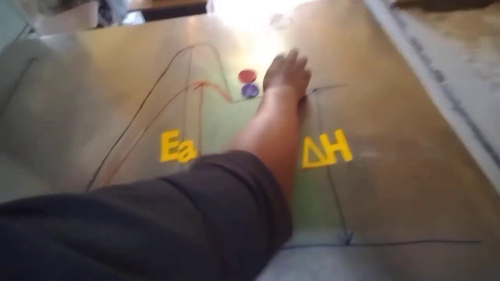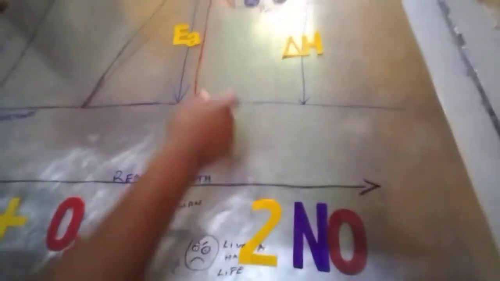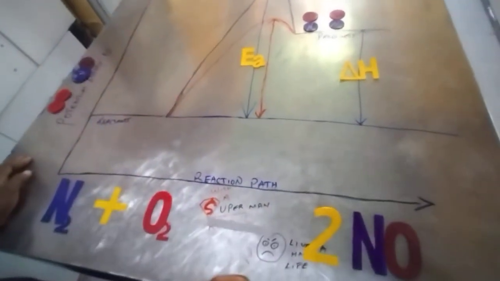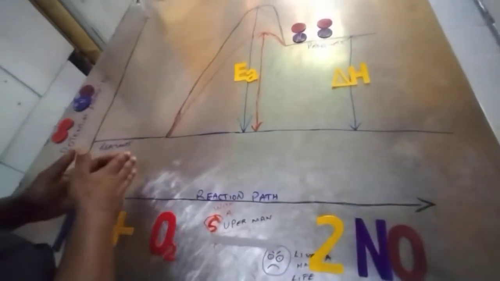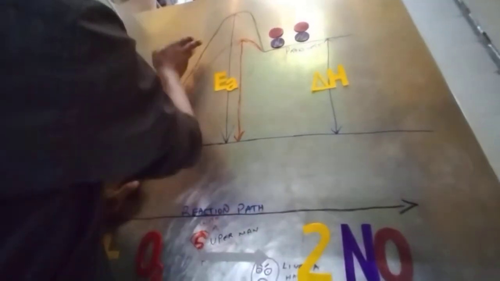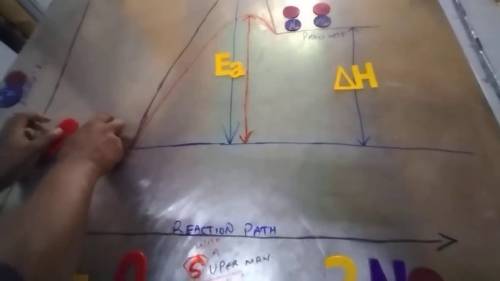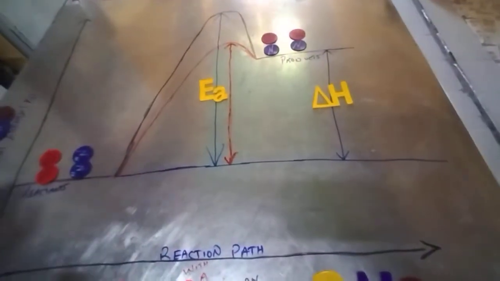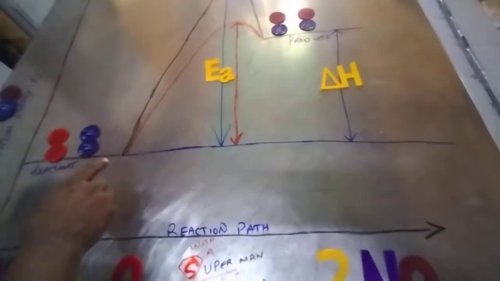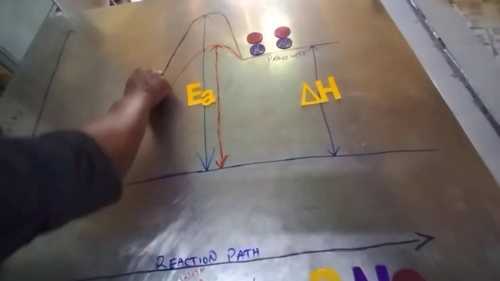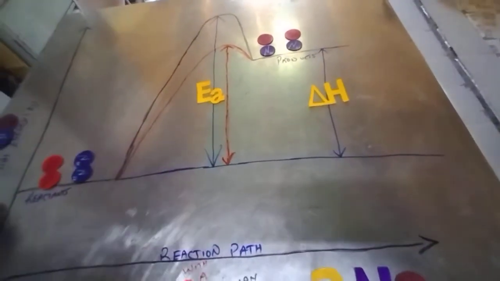So we have 2 molecules. These are totally new products which have been formed. This path that has been followed from the reactants to the products is what we call a reaction path. And this path has been followed when we have not added any catalyst.